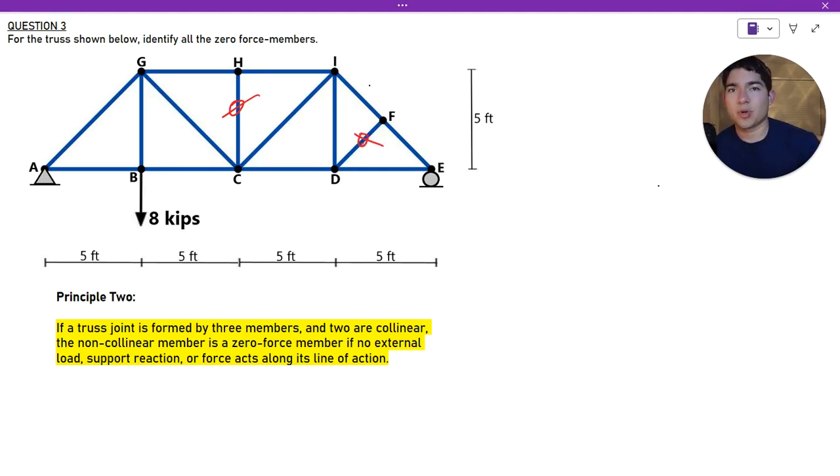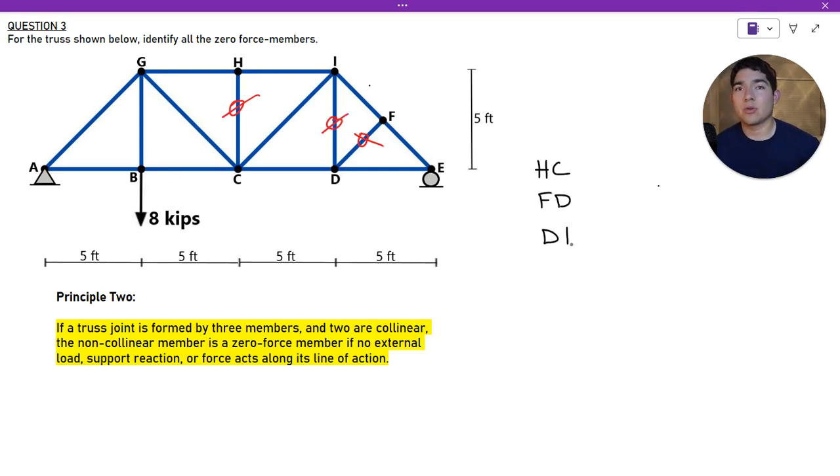So like I mentioned in the previous problem, now that we determined member FD to be a zero force member, we can continue to analyze the truss as if this member isn't here. In this case, if we eliminate this member, we're going to have another scenario here at joint D with two collinear members, CD and DE, and then a third non-collinear member, DI. In this case, this third non-collinear member, DI, does not have a reaction or force acting through it, so it is also going to be a zero force member.